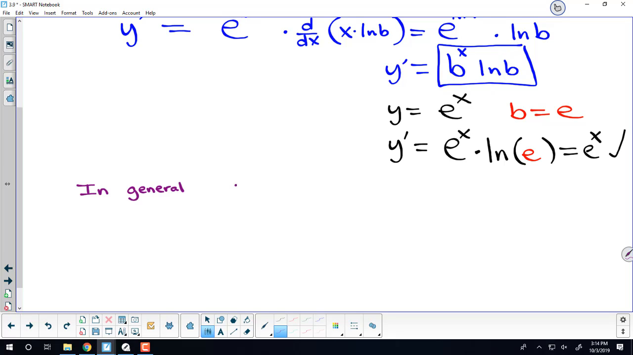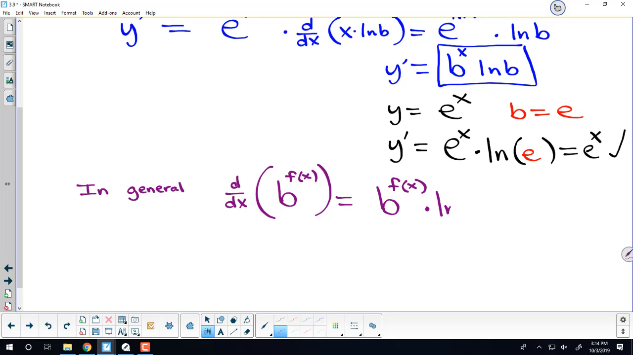So in general, the derivative of b to some power f of x, again, this is just the chain rule. Here in blue, we've got the derivative of the outer function when it's exponential. So the derivative of b to the f of x is b to the f of x times ln b. That's the derivative of the outer with the inner function left alone. And then the chain rule says multiply that by the derivative of the inner.